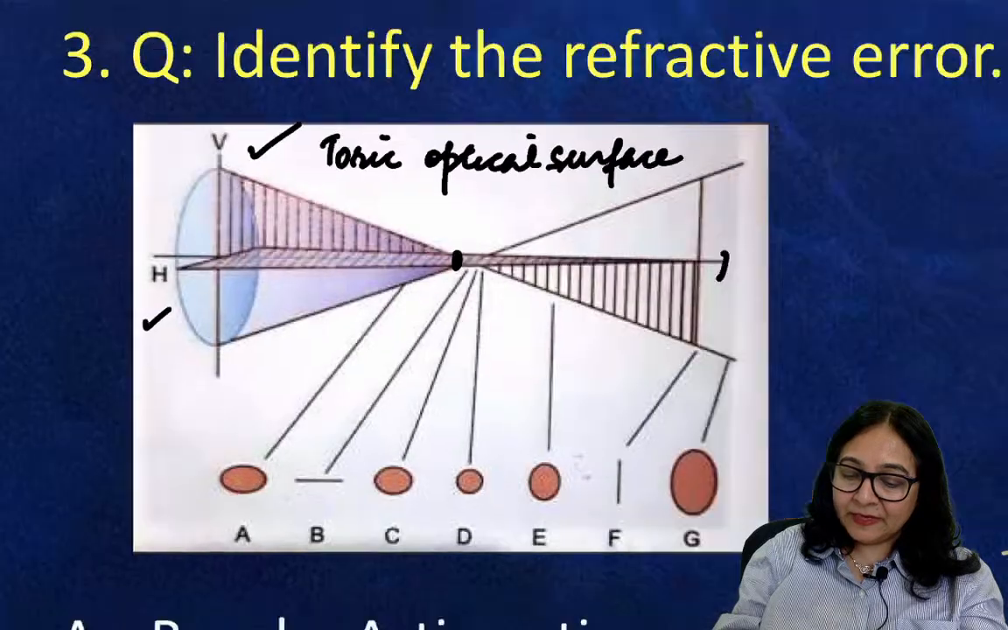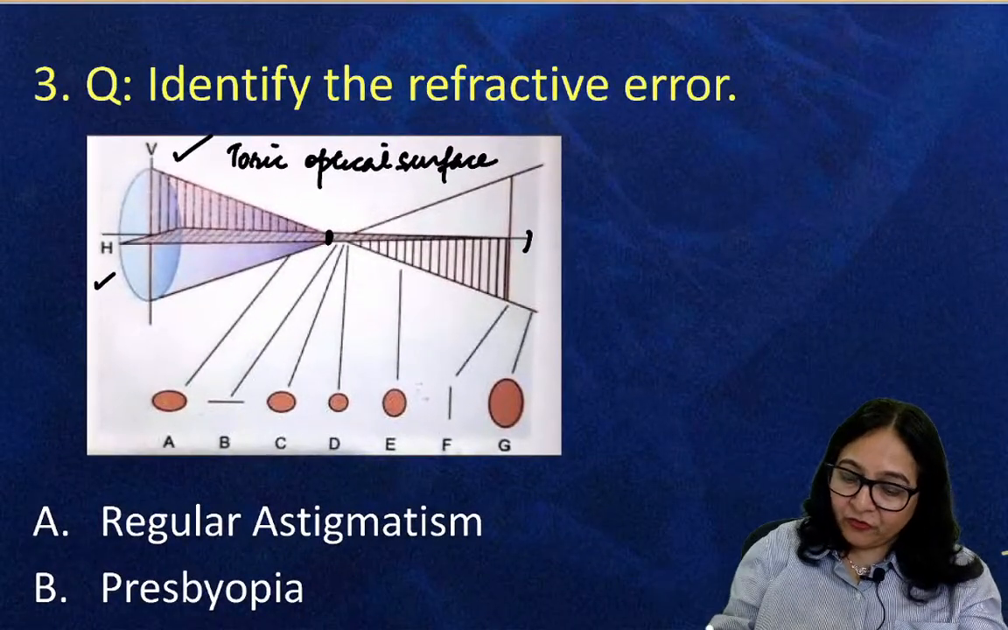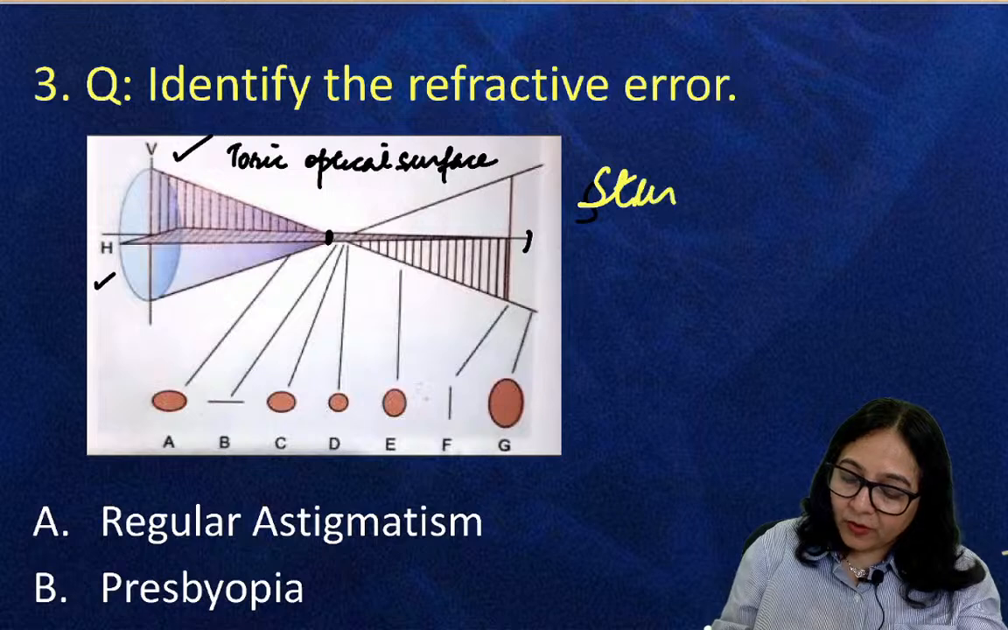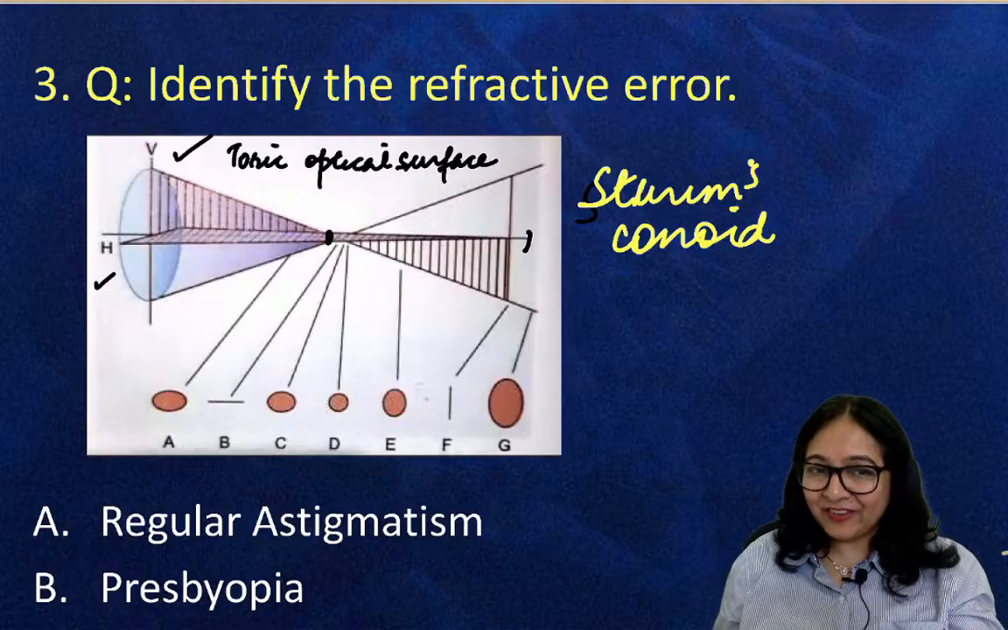and this particular image of the optic which is shown here is called Sturm's conoid. It is called Sturm's conoid. Okay, again, I think this should have been a correct question for you.